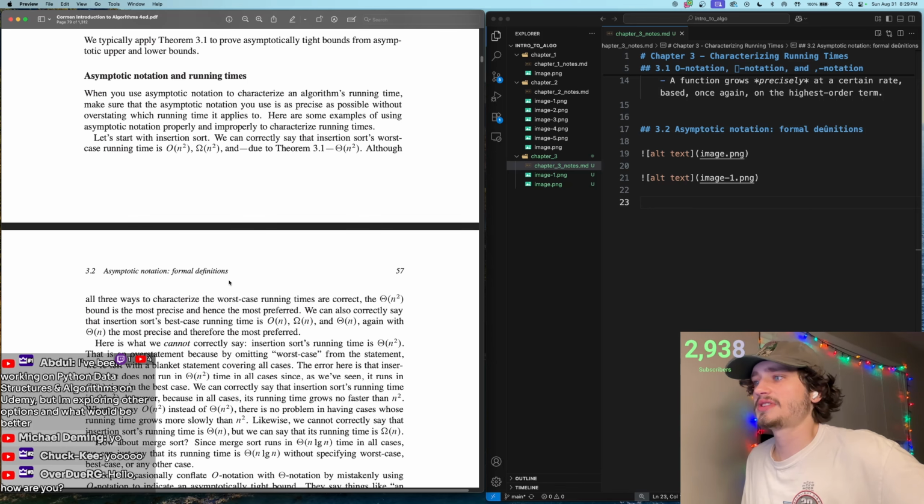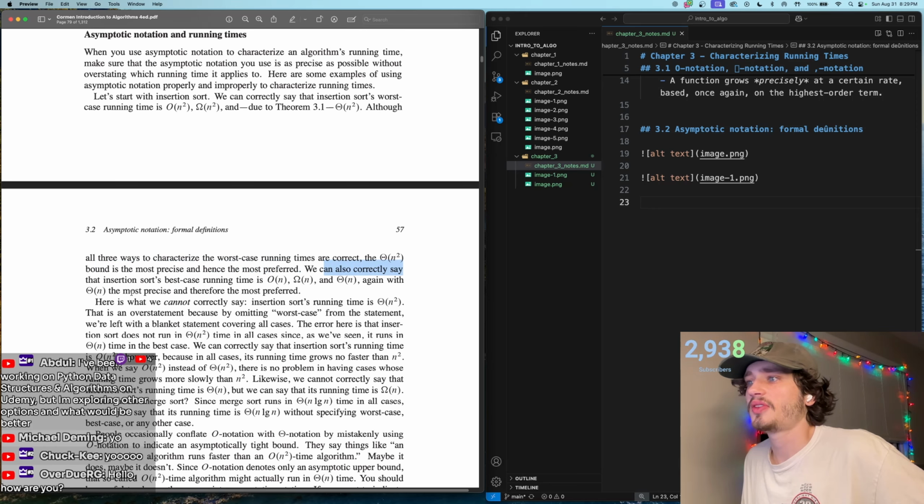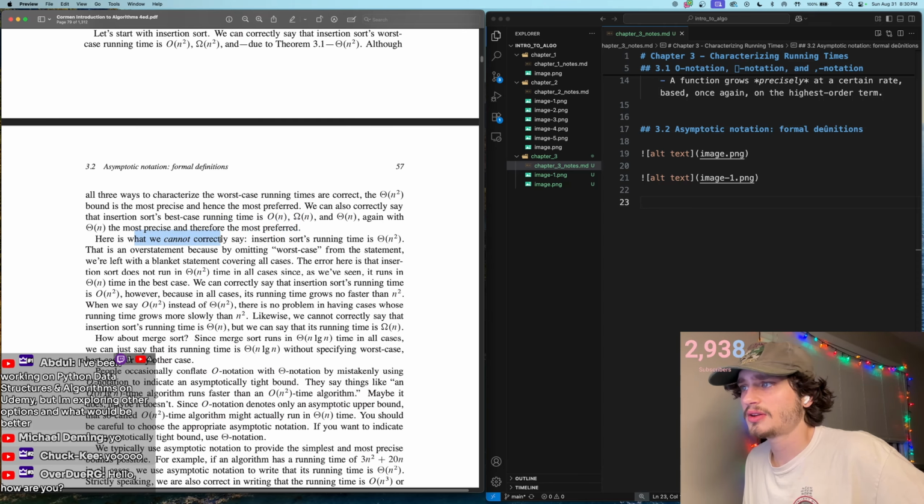Although all three ways to characterize the worst case running time are correct, the theta of n squared bound is the most precise and hence the most preferred. We can also say that insertion sort's best case running time is O of n, omega of n, and theta of n, again with theta of n the most precise and therefore most preferred. Here is what we cannot correctly say: insertion sort's running time is theta of n squared. That is an overstatement because by omitting worst case from the statement, we're left with a blanket statement covering all cases.